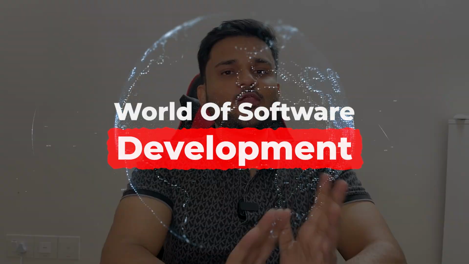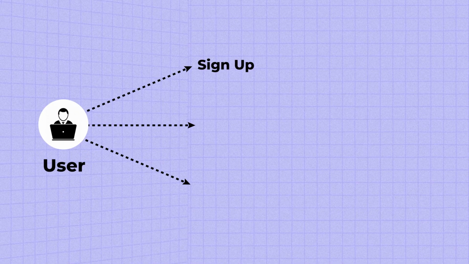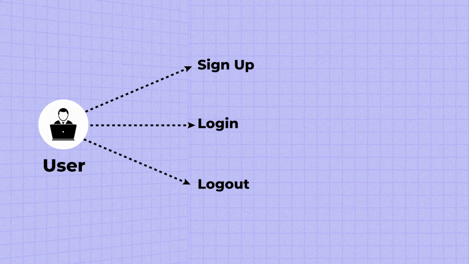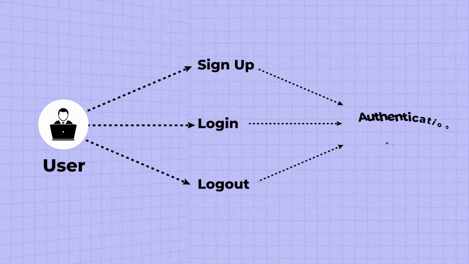So guys, I'm pretty sure if you are a subscriber of this channel, or maybe this video got recommended in your feed, then you are definitely somebody who is really interested in the world of software development. A lot of software that you see nowadays has a dedicated authentication system included in it. What's an authentication system? In an authentication system, you as a user are able to sign up to a platform, log into a platform, log out from a platform, and so on. This whole sign up, login, log out mechanism exists as the authentication system.